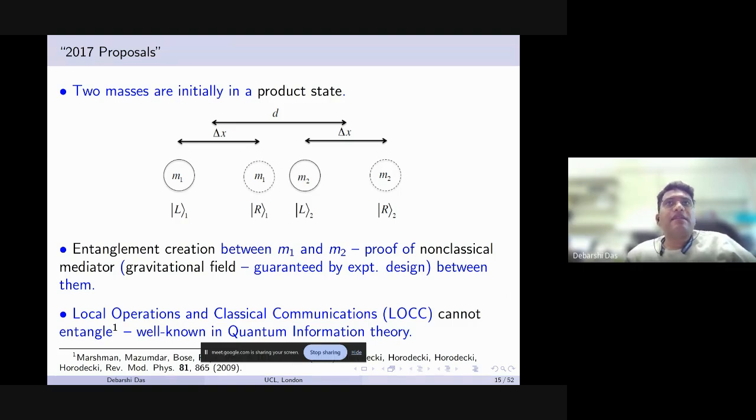And by experimental design, we are ensuring that the dominant interaction between the two masses is gravity. That means if entanglement is generated, it will imply that gravity is non-classical. This is the idea.